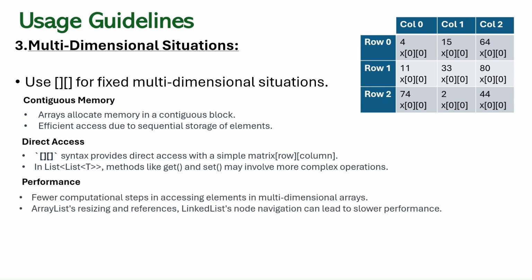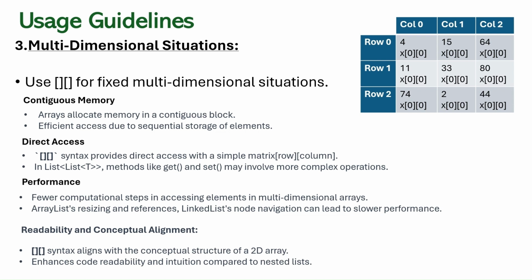Let us go over the next reasoning, which is performance. Accessing elements in a multi-dimensional array generally involves fewer computational steps compared to nested ArrayList. ArrayList has to manage resizing and references, and LinkedList has the overhead of navigating nodes, potentially leading to slower performance. Let us go over the next reasoning, which is readability and conceptual alignment. The double square bracket syntax aligns with the conceptual structure of a 2D array, making the code more readable and intuitive compared to nested lists.